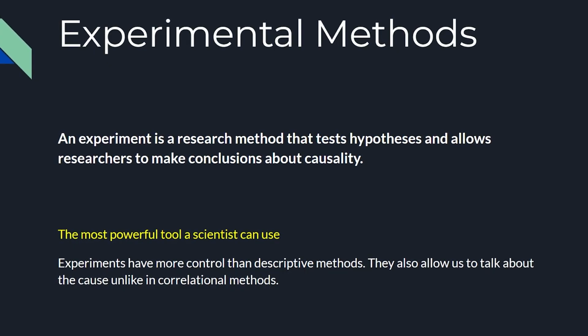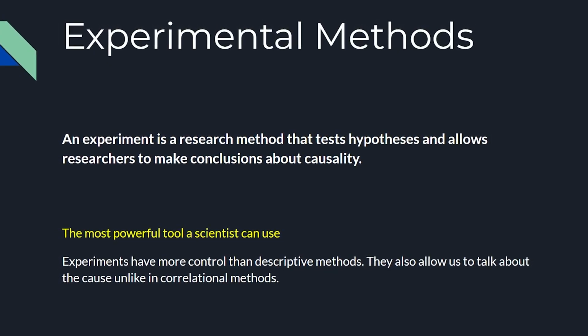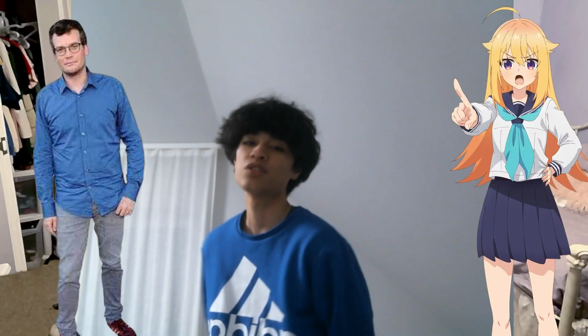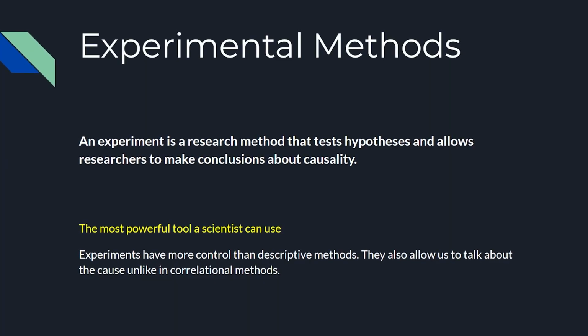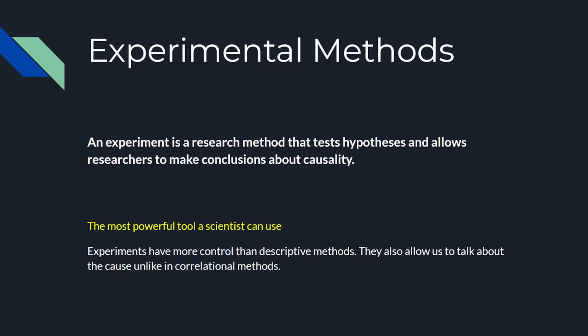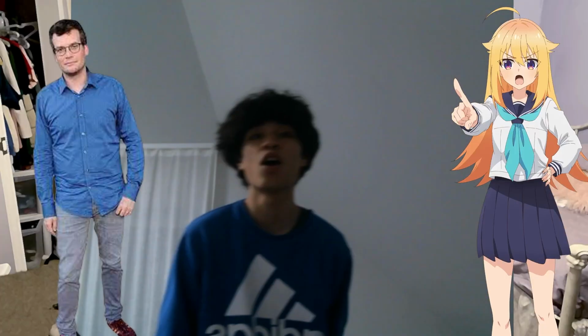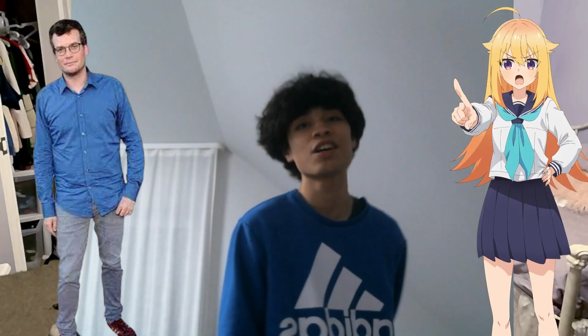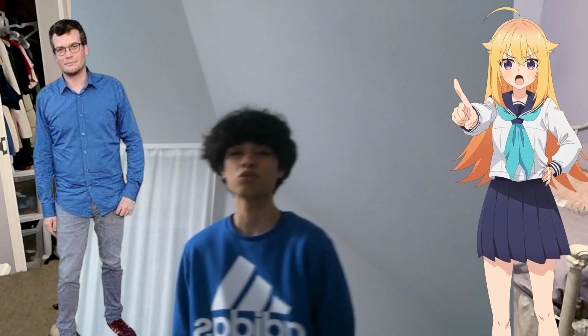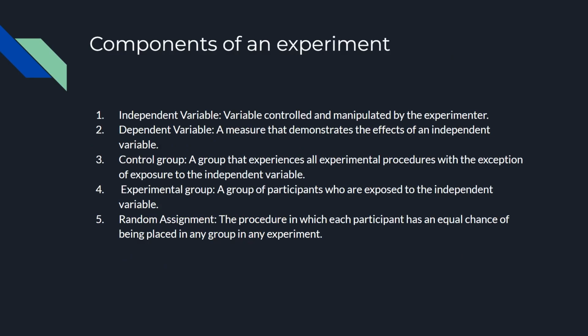And finally, for our last method of research, we have the experimental methods. An experiment is a research method that tests hypotheses and allows researchers to make conclusions about causality. And by far, in the field of science and psychology, the experimental method is the most powerful tool a scientist can use. Now, let's look at the components of an experiment.